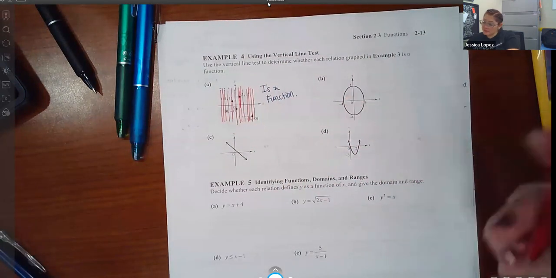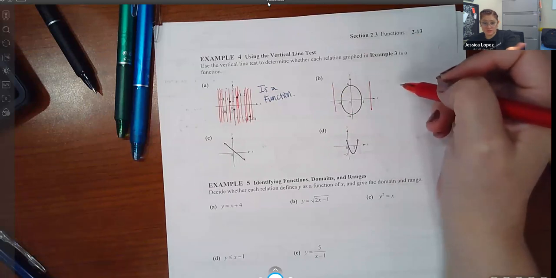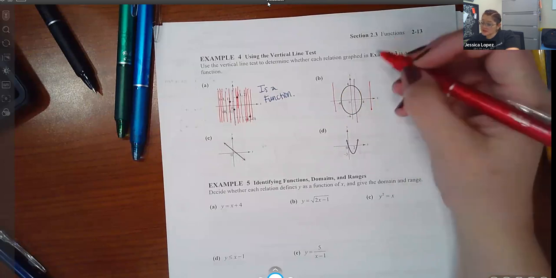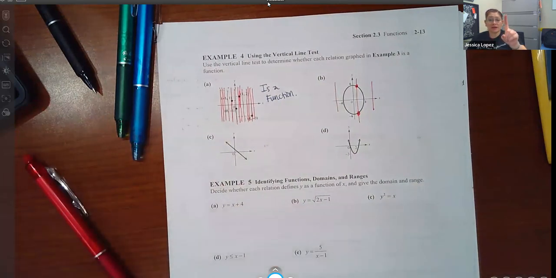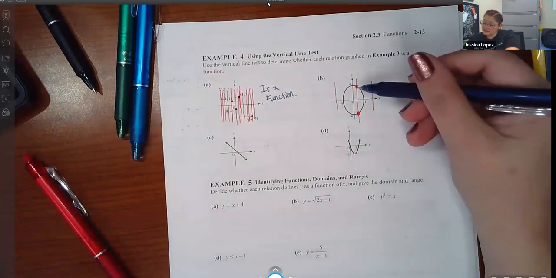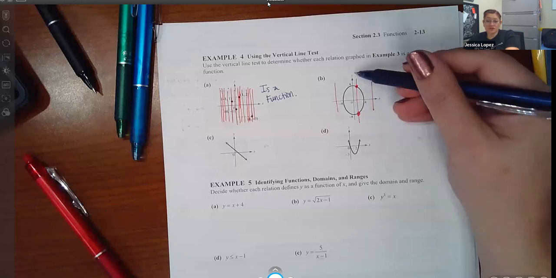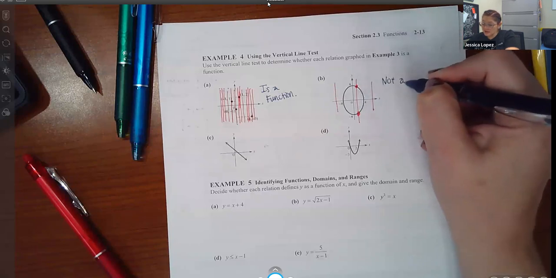Whereas over here, I could draw a bunch of vertical lines out here and they won't touch the graph at all, right? Which is the same situation as what we had in part A. But as soon as I draw one there, all of a sudden I touch it twice. It only takes one vertical line that touches the graph more than once for the whole relation to not be a function. There's plenty of other lines that will touch the graph more than once, but even just one of them means that this is not a function.